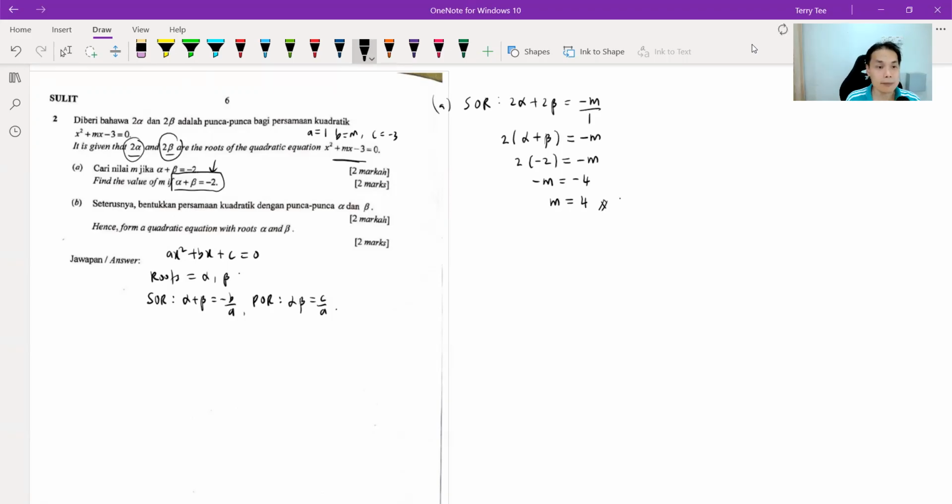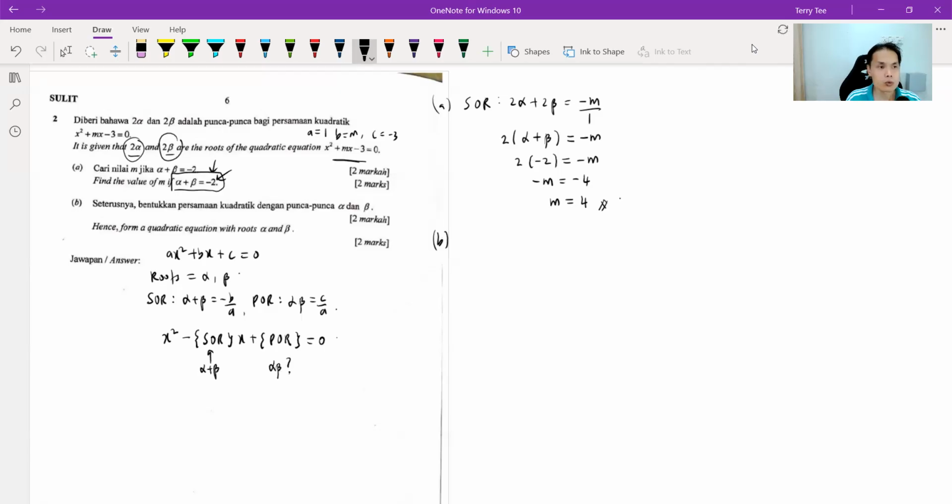Yeah, quite easy, right? Now, next, I need to form a quadratic equation with the roots of alpha and beta. So remember, to form a quadratic equation, we need to know our SOR and our POR. Let me write down here, x squared minus SOR x plus POR equals to 0. Now, you already know your SOR. Your SOR is alpha plus beta. It is given here as -2. I just need to find what's my POR.